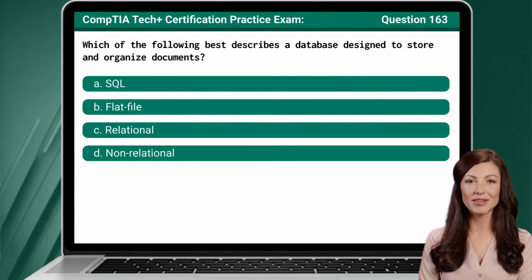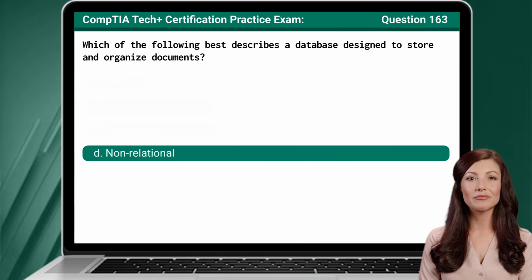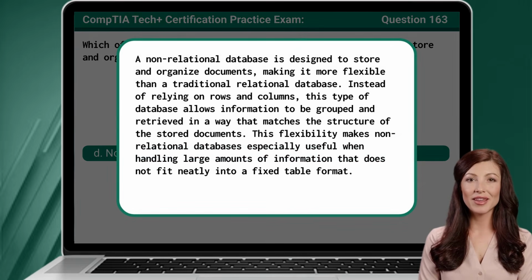Question 163. Which of the following best describes a database designed to store and organize documents? The answer is D. Non-relational. A non-relational database is designed to store and organize documents, making it more flexible than a traditional relational database. Instead of relying on rows and columns, this type of database allows information to be grouped and retrieved in a way that matches the structure of the stored documents.